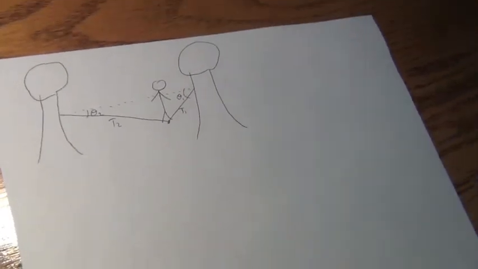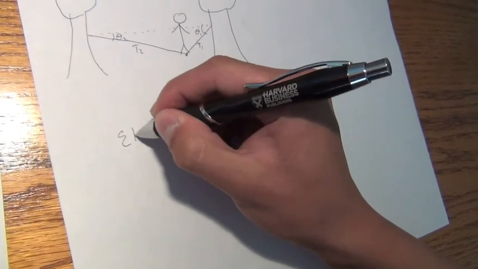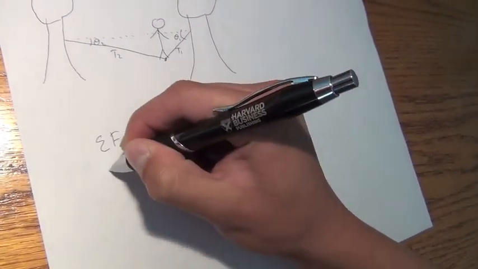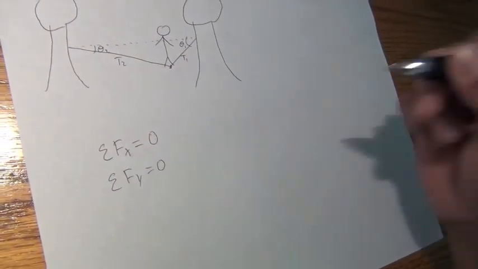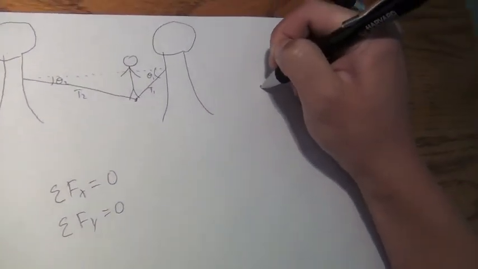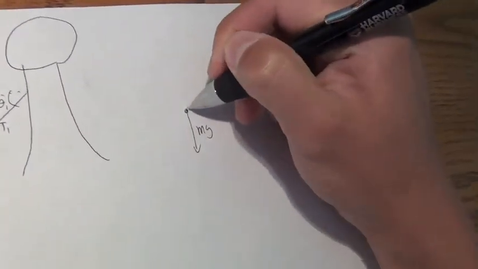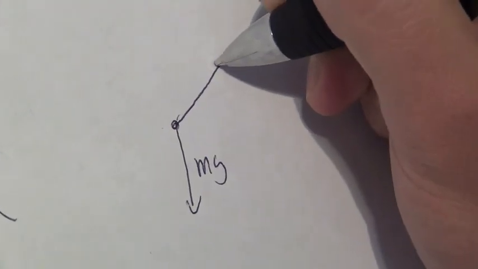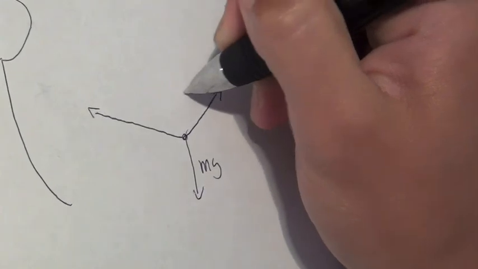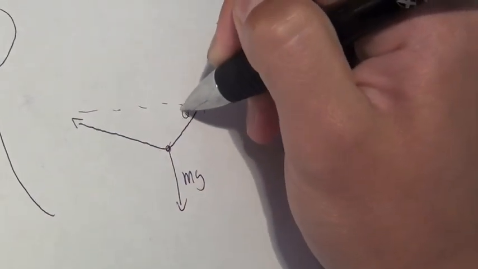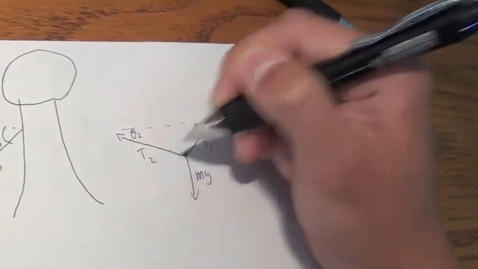So then, in this case, because he's at equilibrium, the sum of the forces in the x direction equals 0, and the sum of the forces in the y direction equals 0. So then, if we draw a force diagram, we would see he has the force of gravity pulling down, which is mg, and then he has this rope going this way, and then this rope pulling this way. Where you have theta 1, theta 2, t1, and t2.